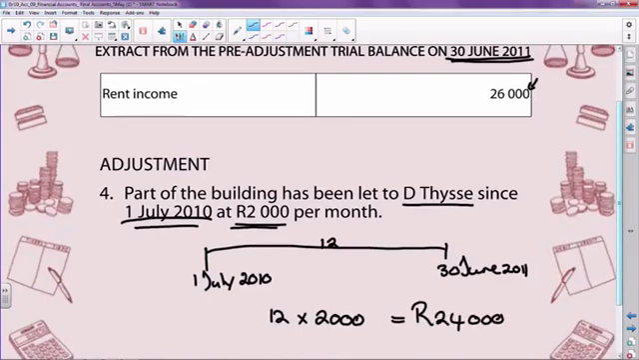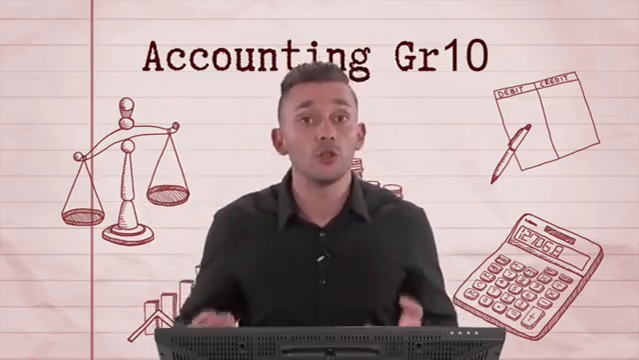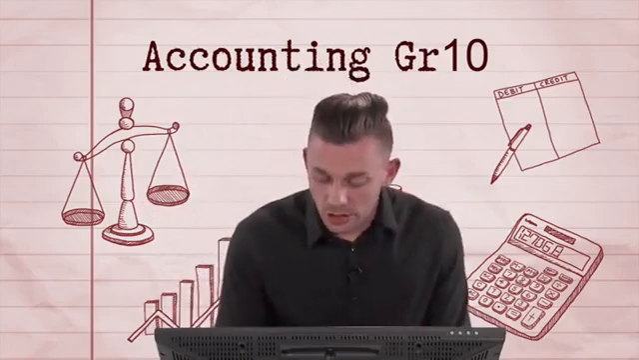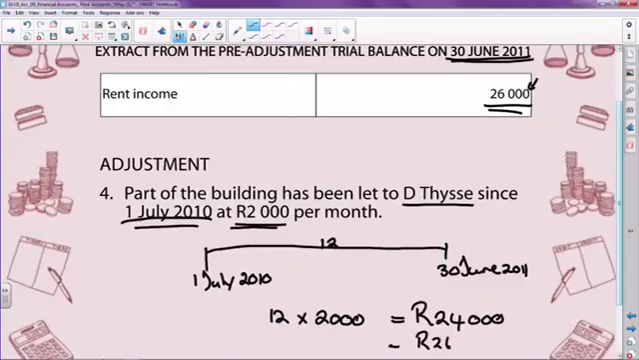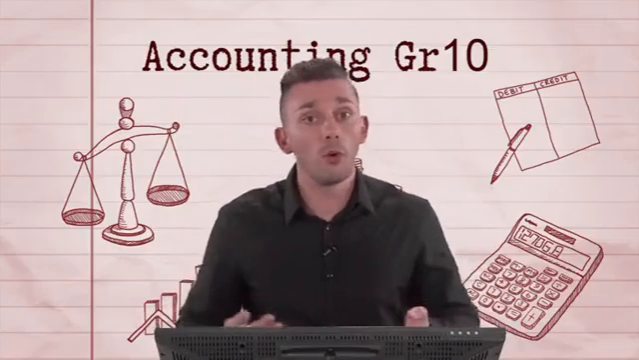But now, how much is it stated in your pre-adjustment trial balance? It's stated above. So did we receive too much or too little for this current year? Your answer should be we received too much. How much too much? Let's subtract 26, and you will see the difference is 2,000 Rand. So Gr10 paid us 2,000 Rand in advance for renting this piece of building from us.